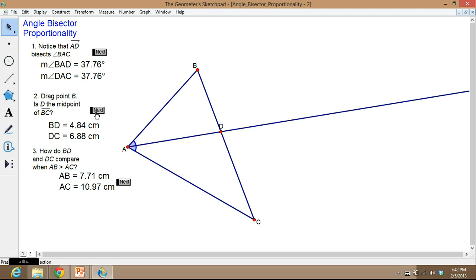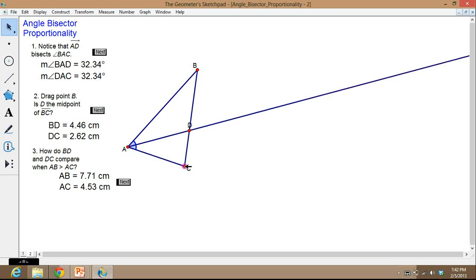How do BD and DC compare when AB is greater than AC? So I'm just going to shrink C here. So now you know, BD is longer than DC when AB is longer than AC. That's what it looks like.